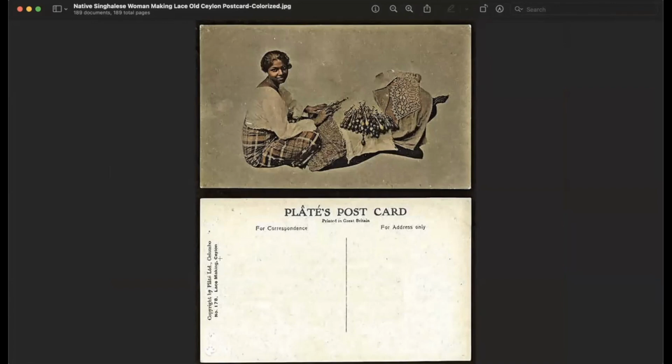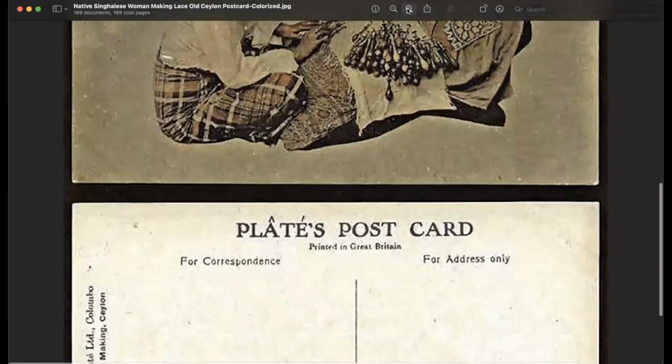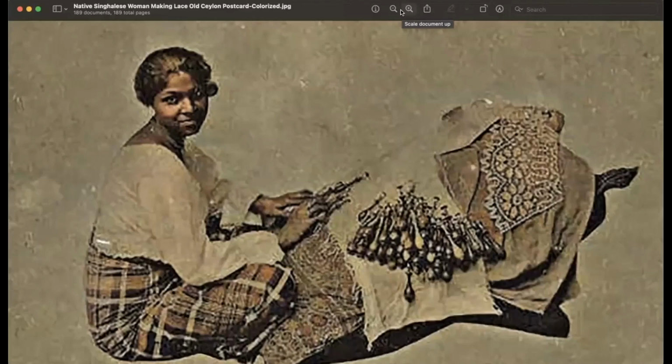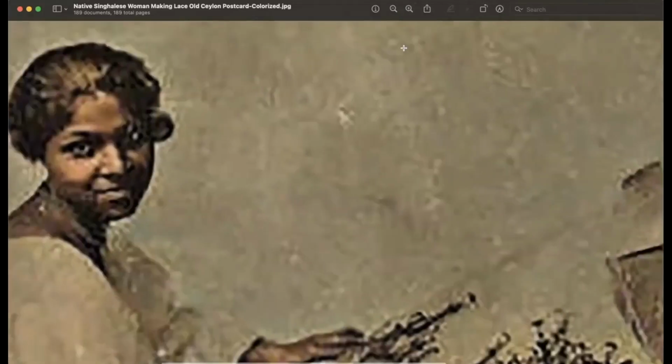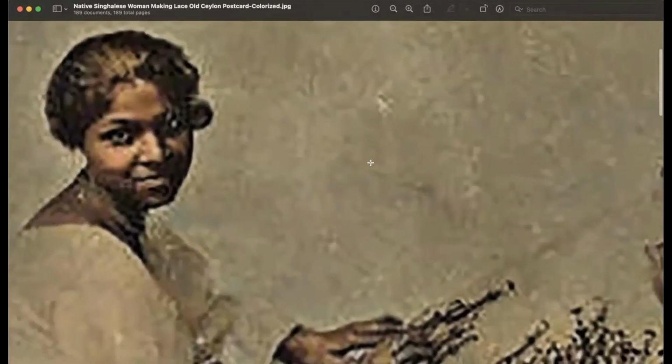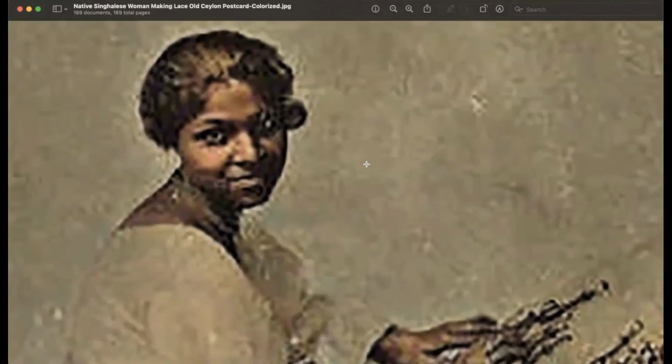Here we have a native Sinhalese woman making lace, an old Ceylon postcard. It says here lace making, Ceylon, in the postcard. I'm going to zoom into her so you can see. To me, she looks very much like many North American women I saw growing up in Boston and different parts of the US. What's the difference? Just look at her. Be honest with yourselves, right? She's from Ceylon, Sinhalese. This is a Sinhalese indigenous woman. She's not from Africa. This is a postcard from Ceylon.